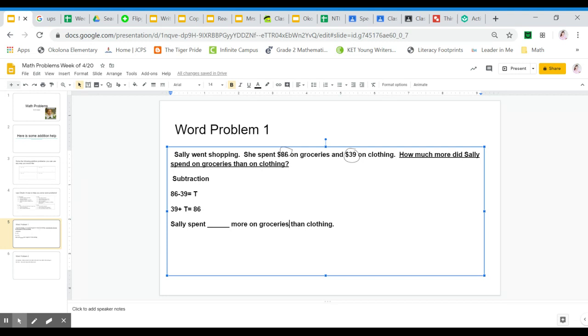Okay, so you have two word problems this week, and I just want you to try to go through that process of at least thinking about UPS check while you do your problems.